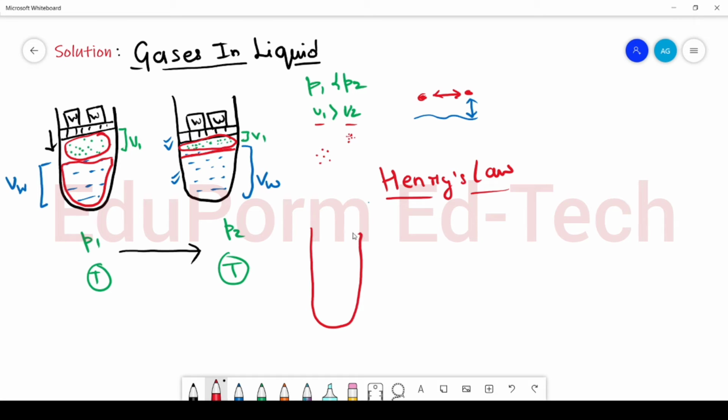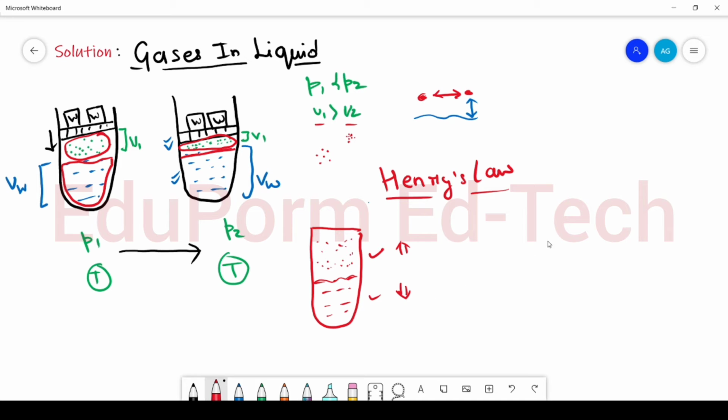So if it is a closed container, then how much gas will be soluble will only depend upon how much is the partial pressure of gas present above the surface of this liquid. Greater the partial pressure of gas, higher will be its solubility. That means the more partial pressure there is here in the gaseous state, the more it will dissolve in water. This law is also stated as: the mole fraction of gas present in the solution is proportional to the partial pressure of gas present over the solution.